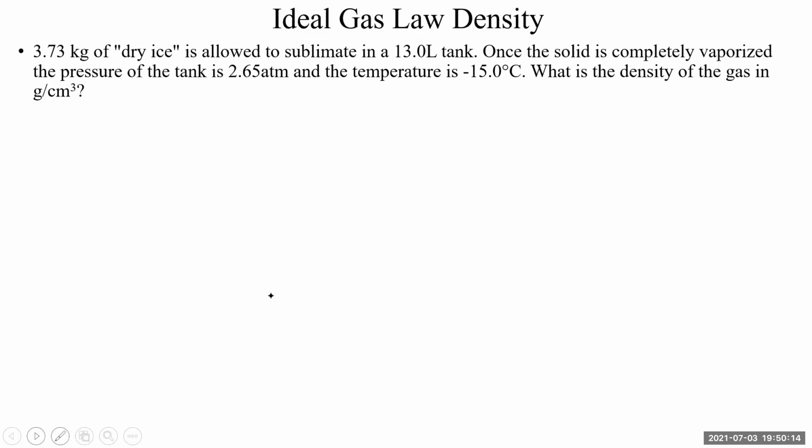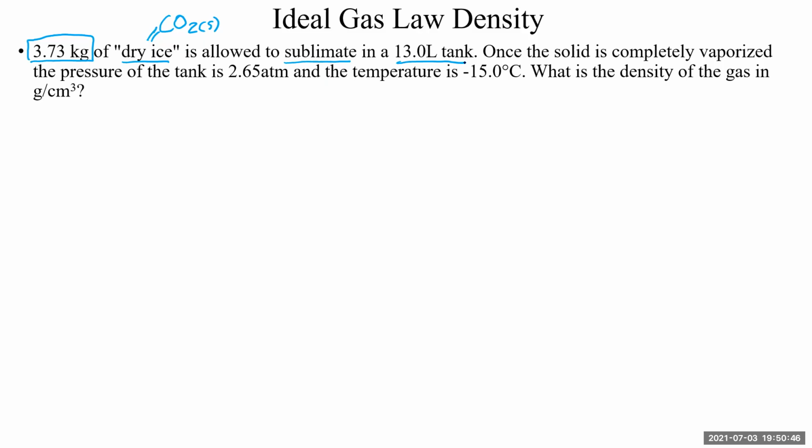As low density as gases are, and they are extremely low density compared to the condensed phases of liquids and solids, there is still a practical matter to considering the densities of gases. So we have 3.73 kilograms of dry ice. As you probably know by now, dry ice is solid carbon dioxide. So we have our carbon dioxide, our dry ice, subliming or sublimating, meaning converting directly into a gas.